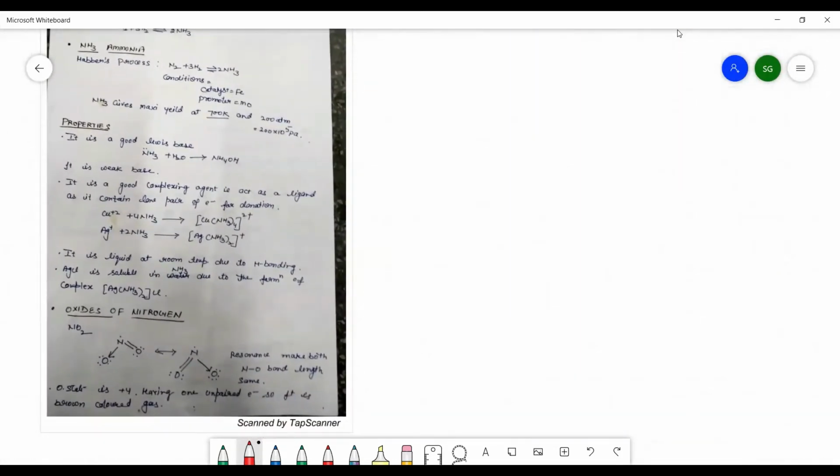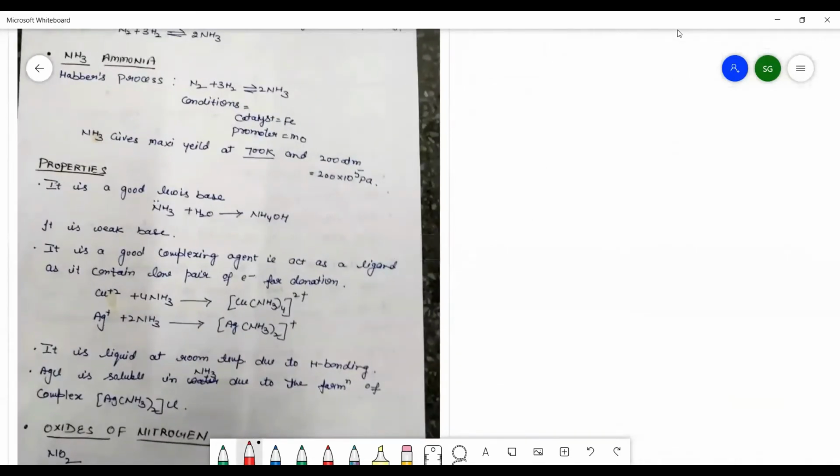Now we will see a very short topic of ammonia, because most of the topic we have covered for ammonia in hydride also. So quickly we will do this topic also. Here I have told you how you can prepare it, how you can use the N2 for the formation of ammonia. Then properties we have done.